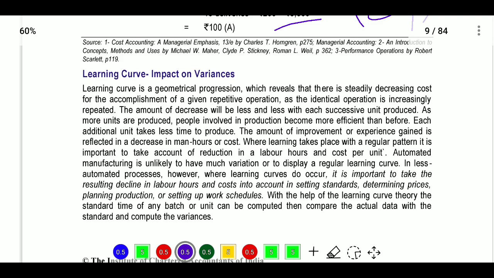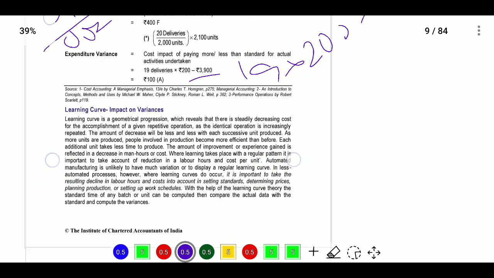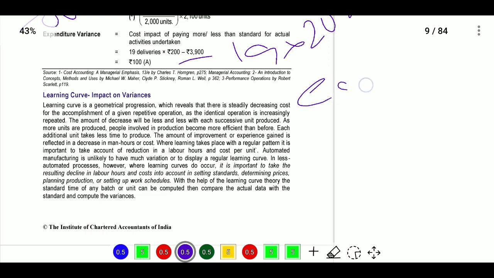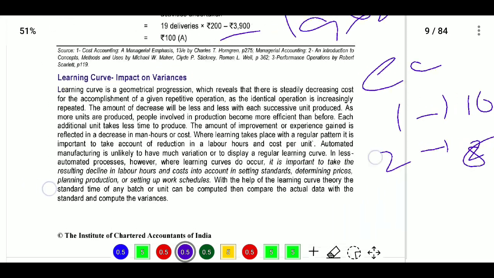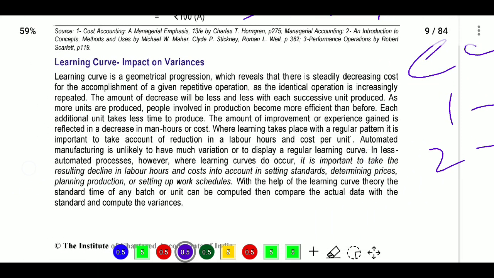What is this learning curve? Learning curve simply means, for example, if you are an employee working for the first time, you will take 100 hours to produce one product, and if you are working for the second time, you will take 80 hours, or 30 hours, for producing a number of products. Your time will decrease because you got the experience. Based on your experience, your time is reduced. That is the learning curve's impact on variance.